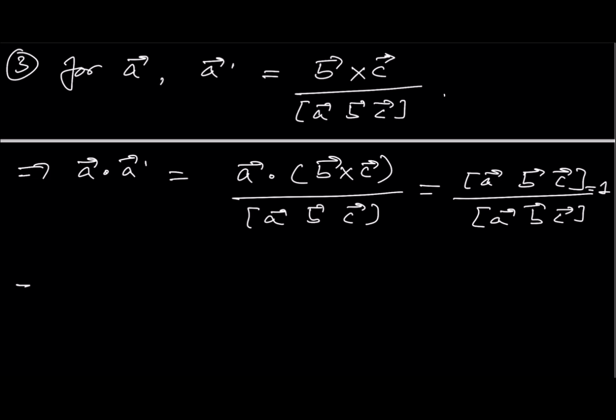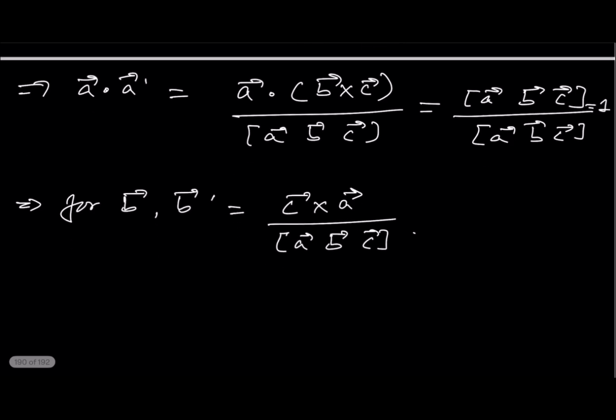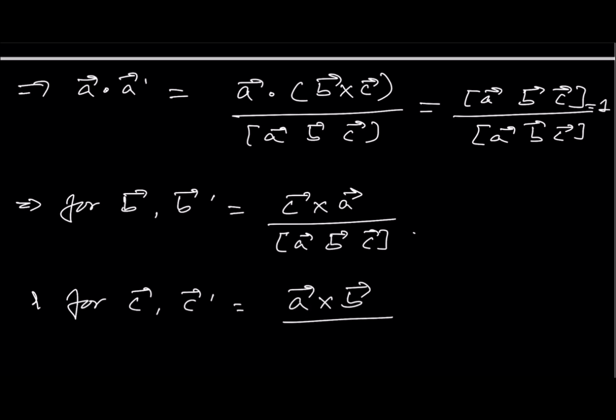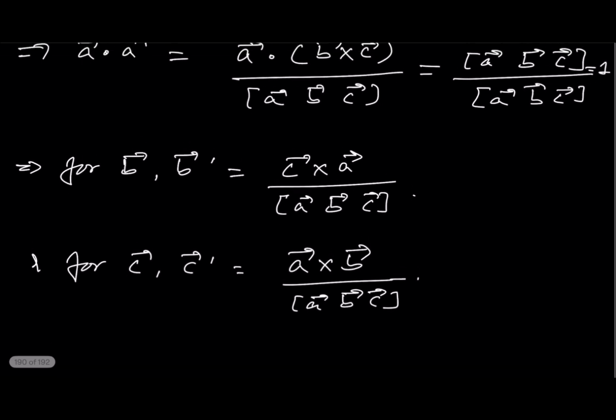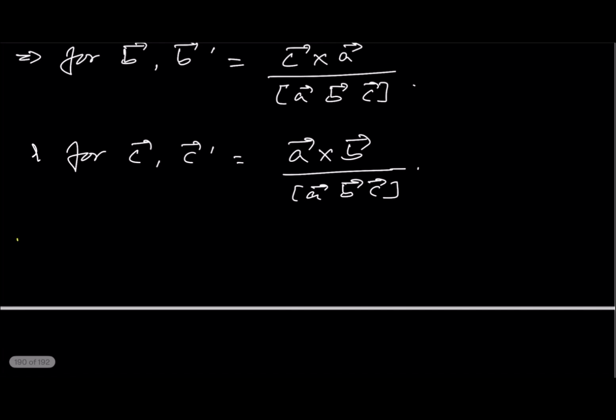So similarly B vector dash is nothing but C cross A upon box of ABC, right? And C vector dash is A cross B upon box of ABC, because we need dot product 1. Okay, that's why I am putting A vector dash, B vector dash, C vector dash like this. Okay, now let us take a question.